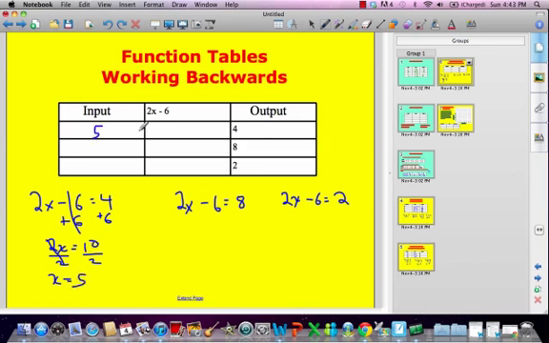Now watch what happens when we put it in. If we did 2 times 5 minus 6, we'd have to check our work here.